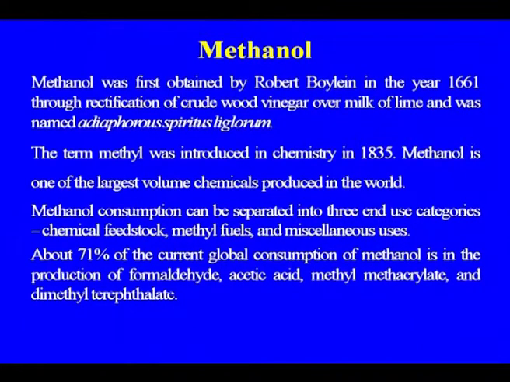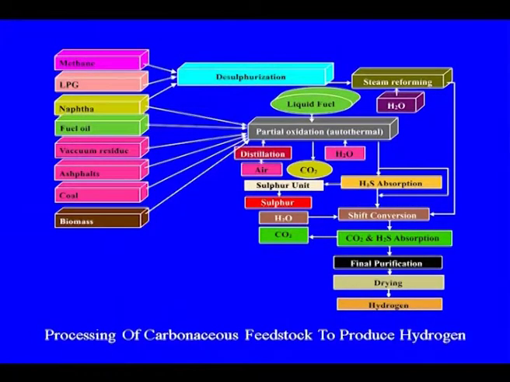Methanol consumption can be separated into three use categories: chemical feedstock, methyl fuels, and miscellaneous uses. About 71% of the current global production of methanol is used in the preparation of formaldehyde, acetic acid, methyl methacrylate, and dimethyl terephthalate. Although now we are not making dimethyl terephthalate, because that has been replaced by terephthalic acid. But earlier, another major outlet of the methanol was for the manufacture of MTBE.